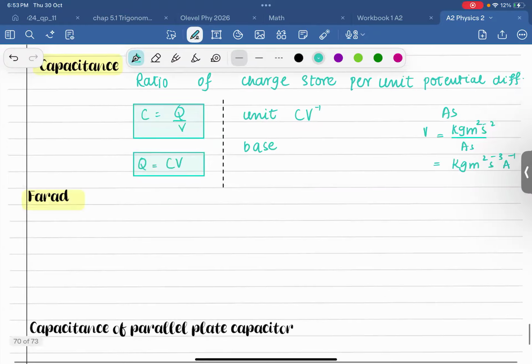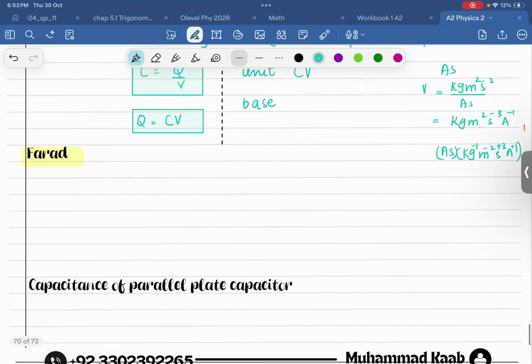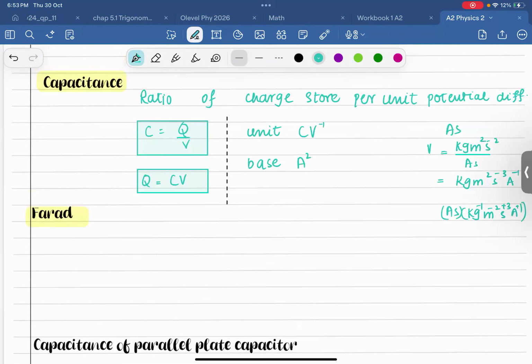Then when you substitute that back in the formula, you will get A·s positive, and the voltage should be in the denominator, so it should all be negative: kg^-1, m^-2, s^3, and A^-1. So the positive A and positive A become A to the second power, and s becomes s to the fourth power, kg becomes kg^-1, and meter becomes m^-2, right? So this is the base unit and that is the derived unit.